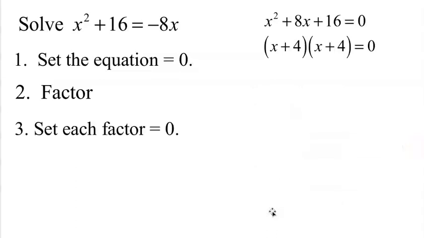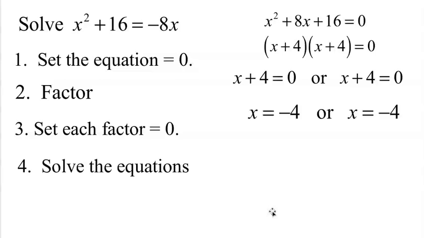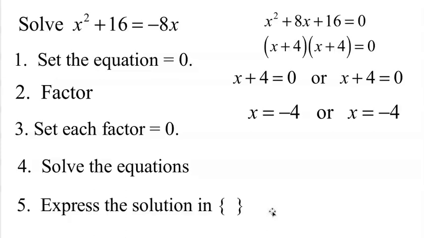Next, I want to set each factor equal to 0. So x plus 4 is 0 or x plus 4 is 0. And then I have to solve those equations, and I get x is -4 or x is -4. There's only one solution in this case. Only one solution to this quadratic equation. We're going to express that in curly brace form, and we get -4 as our one solution.